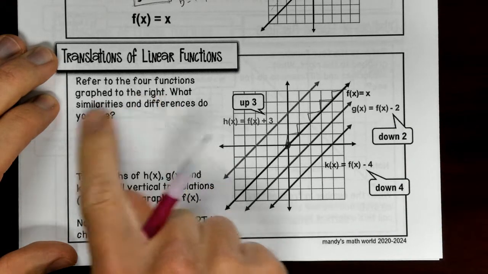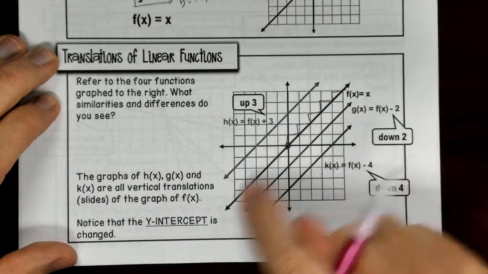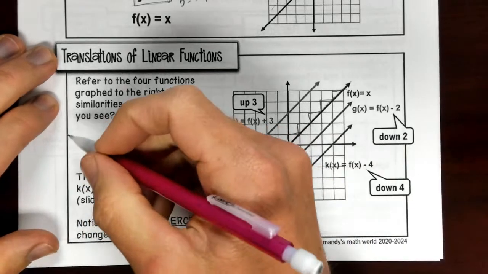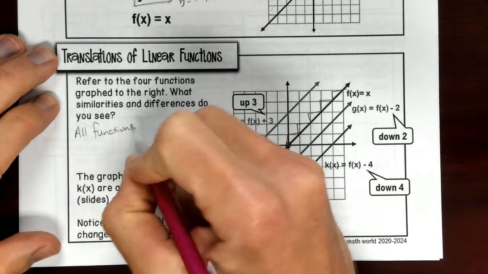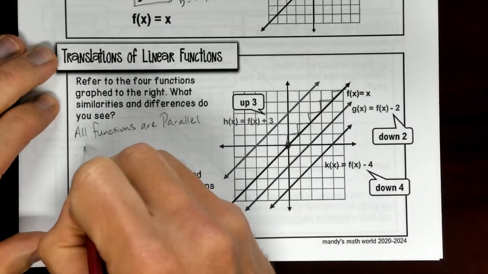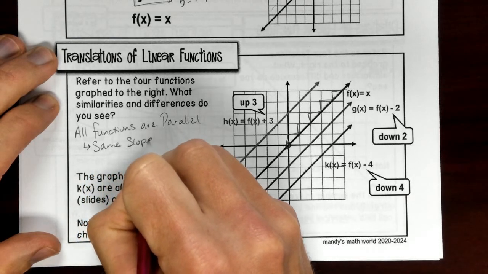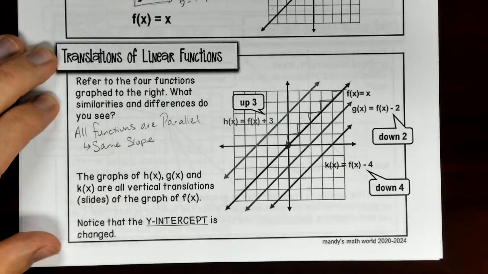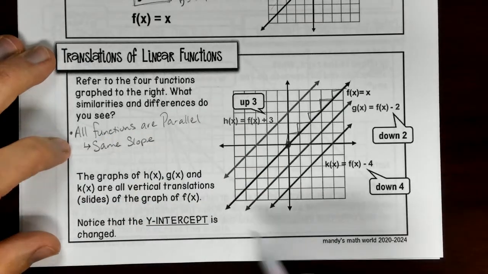Now it says, refer to the 4 functions on the right. What similarities and differences do you see? What do you notice about all 4 of those functions, guys? They're all parallel. So all the functions are parallel. Going back to yesterday, guys, what does that mean? They all have the same slope. So we know right now that we're not changing the slope, because they all have the same slope. Otherwise, they're not going to be parallel. You getting this, Amir? So we know that they're all parallel, meaning they have the same slope.